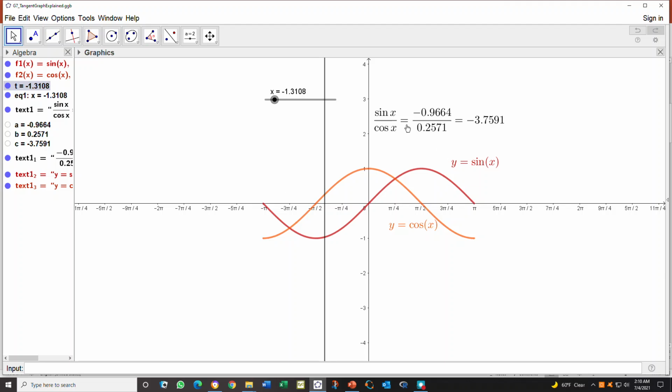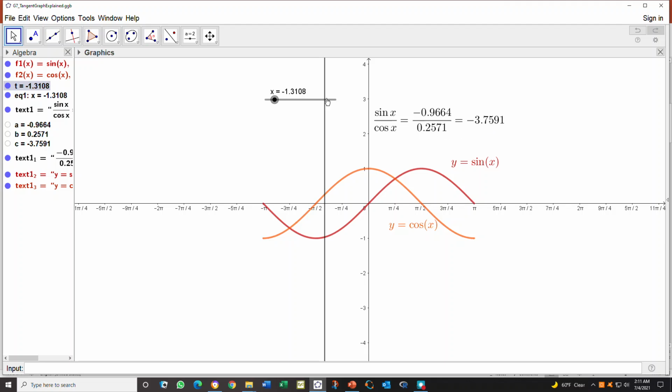In that case, what's happening to sine x? Sine x is still positive. Sorry, I take that back. Sine x is the red one. Sine x is actually negative, whereas cosine x is positive, slightly to the right of negative pi half. Sine is negative and cosine is positive. I apologize. So a negative divided by positive is negative.